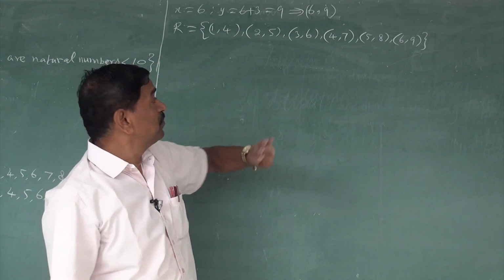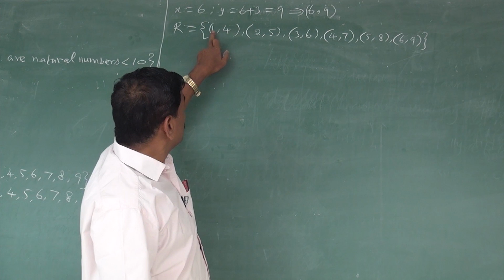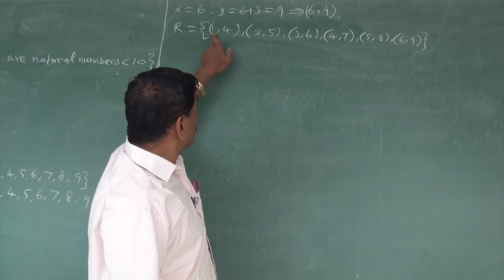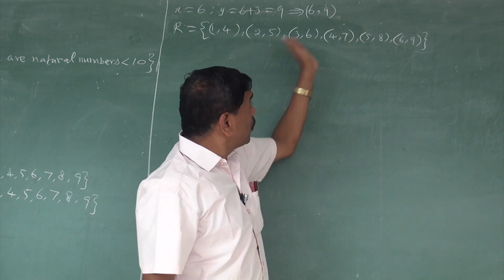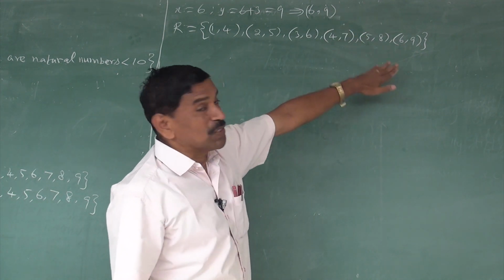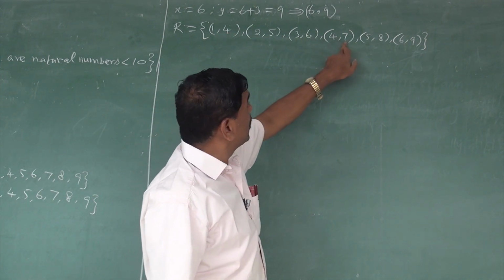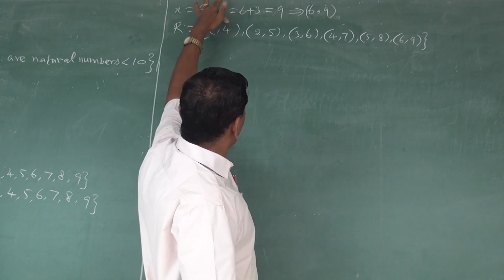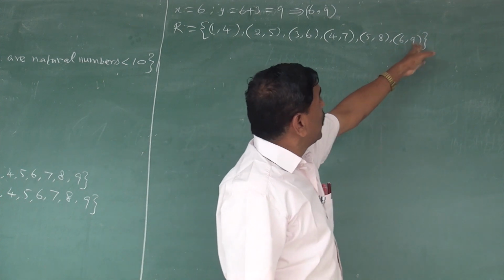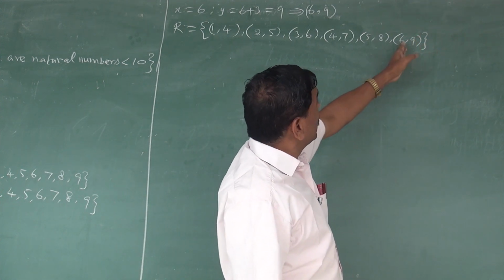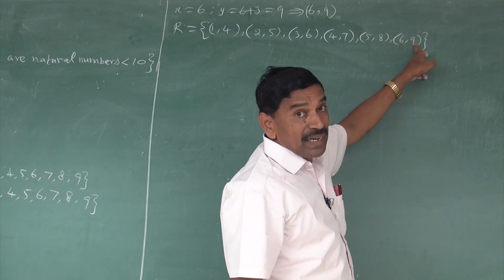Anyone? Yes. X can take the values 1 to 9. So that is the first values: 1, 2, 3, 4, 5, 6. So x can take 1 to 9, but y also takes 1 to 9. Here y takes the values 4, 5, 6, 7, 8, 9. Here y value 10 is not possible, and x value 7 is possible, but y value 10 is not possible.